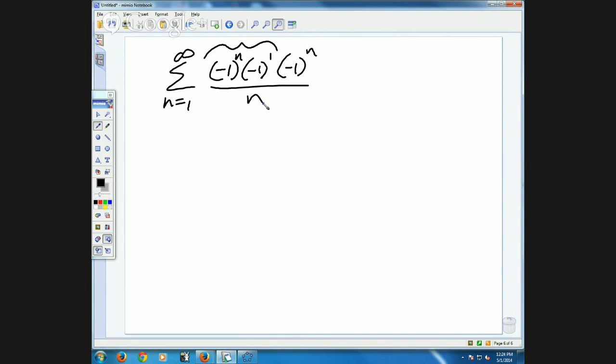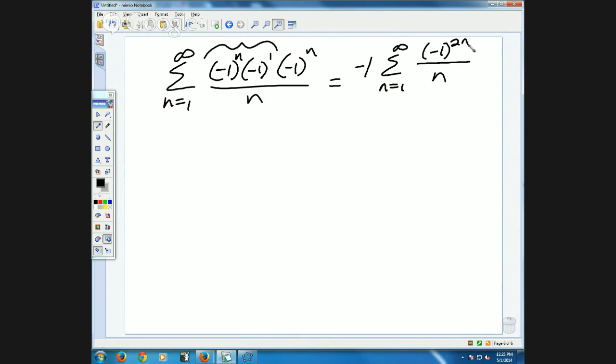Well, what's negative 1 to the first? Just negative 1, and that's a constant. I can pull the constant out. So I'm going to pull that constant out, and then my sum here, n goes from 1 to infinity. What happens if I multiply two bases with the same power? They add, you're correct. Same base, so that means I'm going to have negative 1 to what power? 2n, all right.